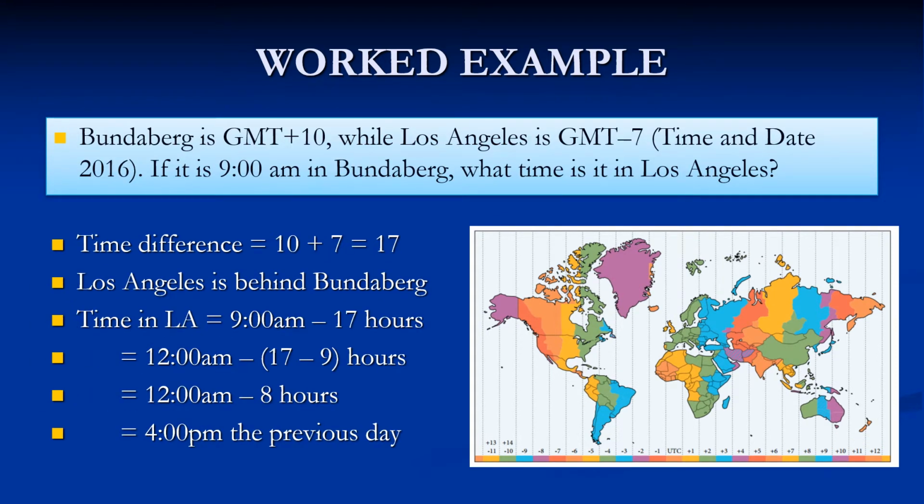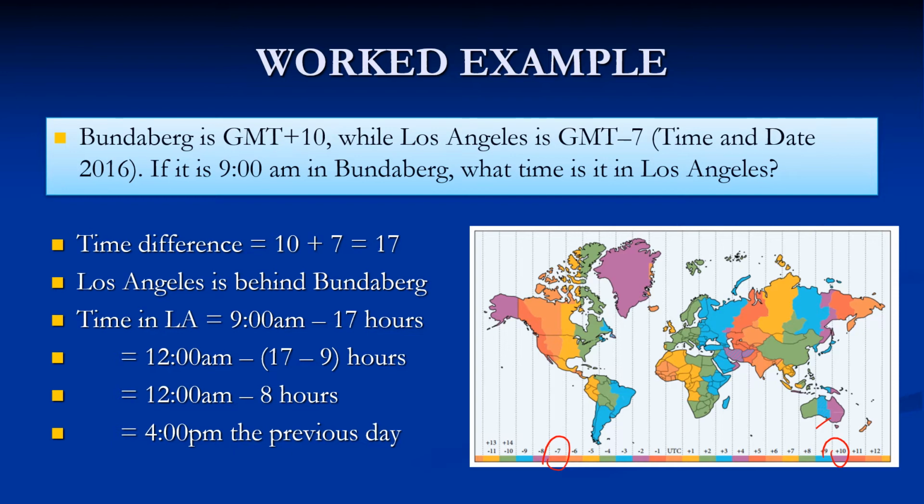Now, if we have Bundaberg in GMT plus 10, and Los Angeles is in GMT minus 7. If it's 9 a.m. in Bundaberg, what time is it in Los Angeles? Well, we've got to calculate the time difference.